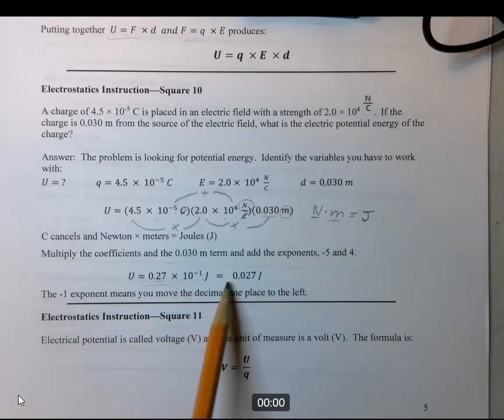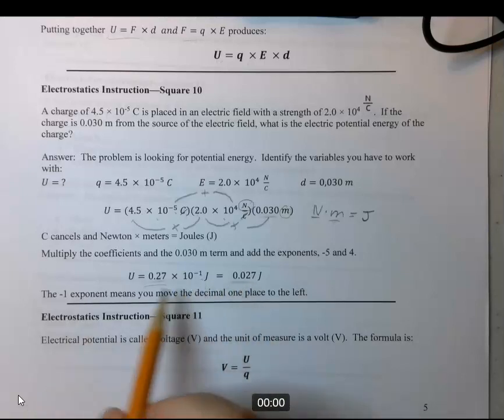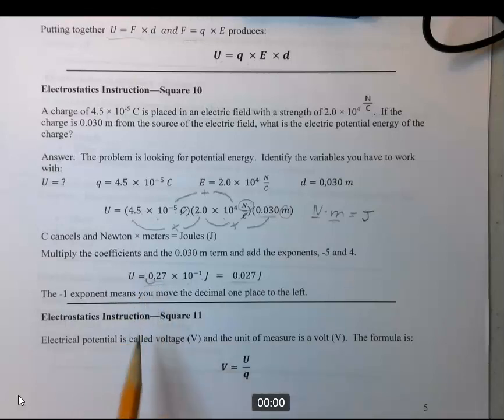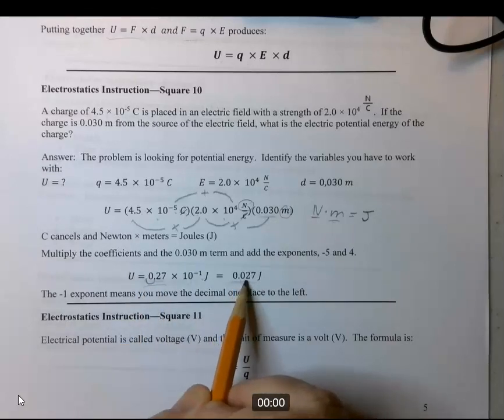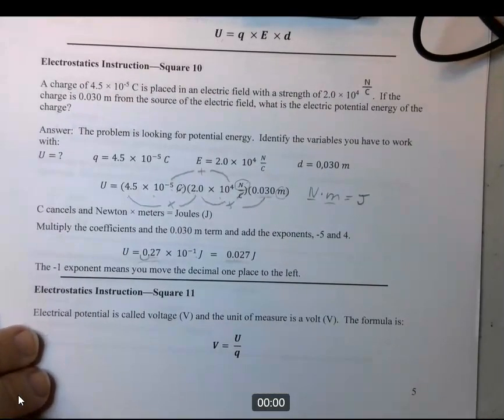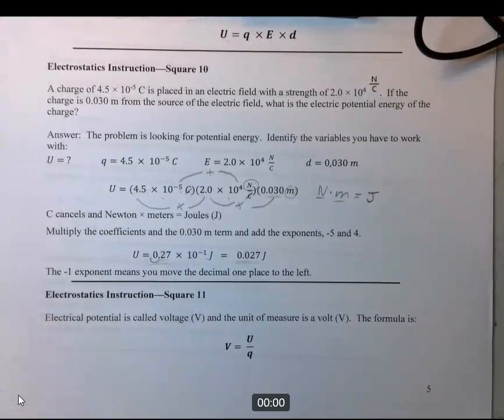Since they want you to express it as a non-scientific notation number, the negative 1 means you move the decimal to make it a smaller number. You move it in the smaller direction. That's to the left. So that's 0.027 joules. Okay, and that's that. So it's just plugging in the numbers and knowing how to handle scientific notation. Again, go back and watch the scientific notation video in all videos if you're having trouble with this. Okay, we're on to square 11.